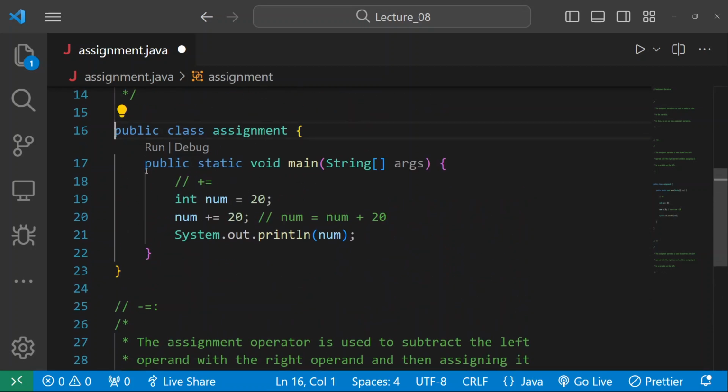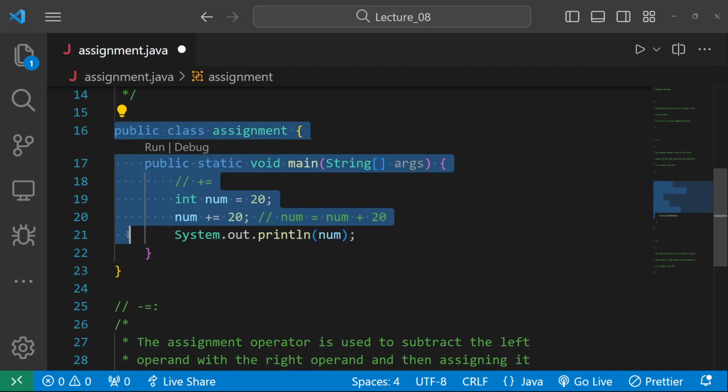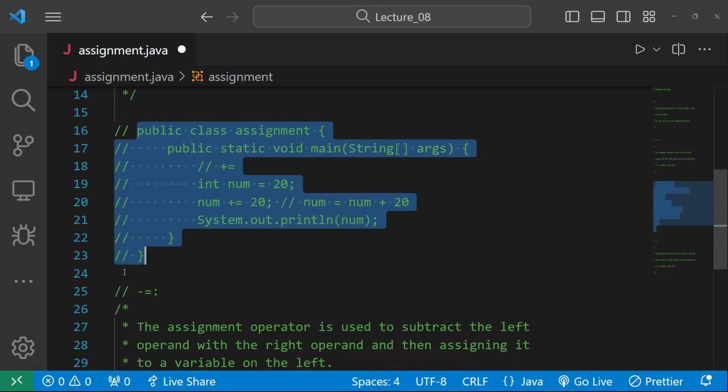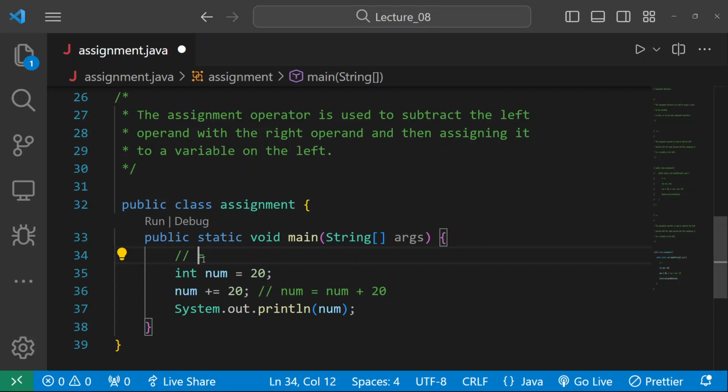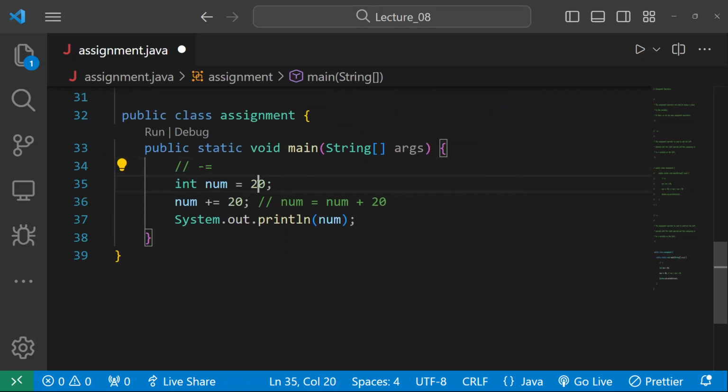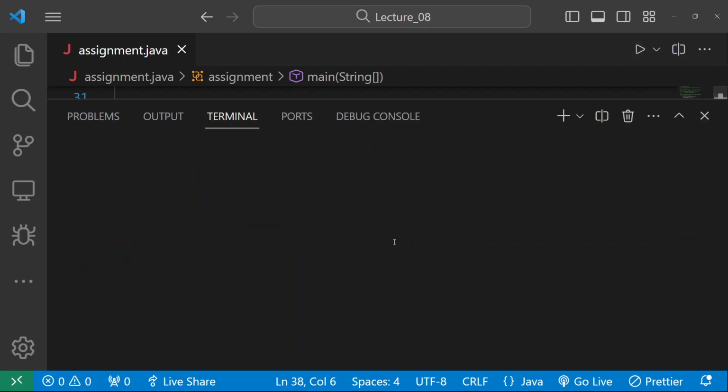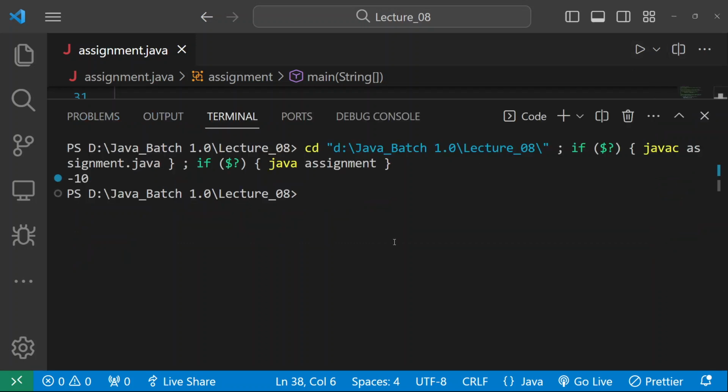So let me do one thing. Okay, let it be, no worries. Let me copy and comment this part and let me write this code for you here. This time we are doing minus equal to, and let me take number as 10 here and let me write minus equal to 20. Anyone, what will be the output now? What will be the output? Yeah, minus 10. So you can see minus 10.